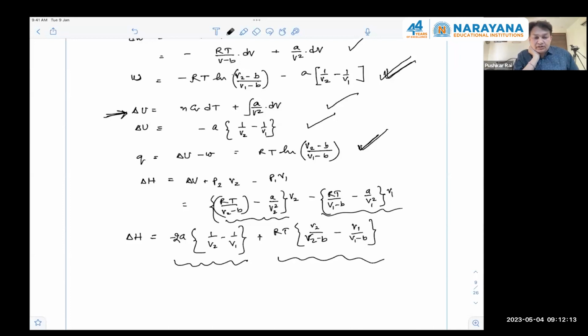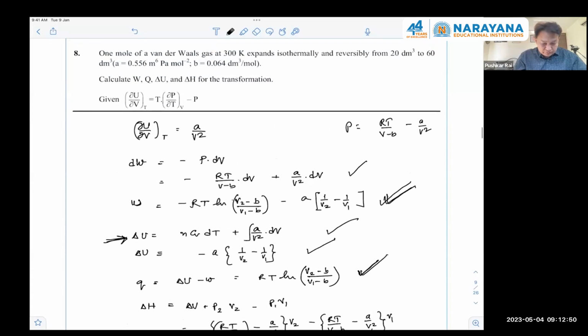Initially I thought this A into 1 upon V2 minus 1 upon V1 term was going to cancel, but I found it very interesting that it is not cancelling, rather it becomes 2 times. I could not get time to check, maybe I have made some sign mistake, so please check the solution I've shared. It's a very symmetrical problem. It is advisable to do it like this. In any chemistry problem, get to the last step, and then you will probably get the answer. Very good.